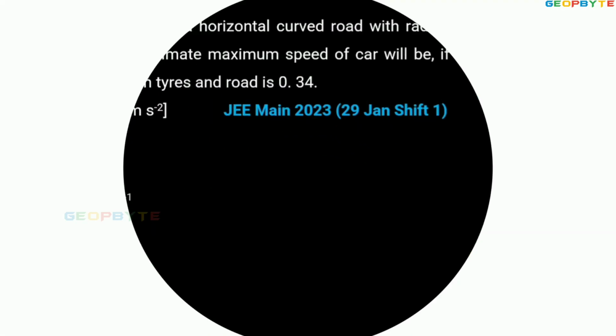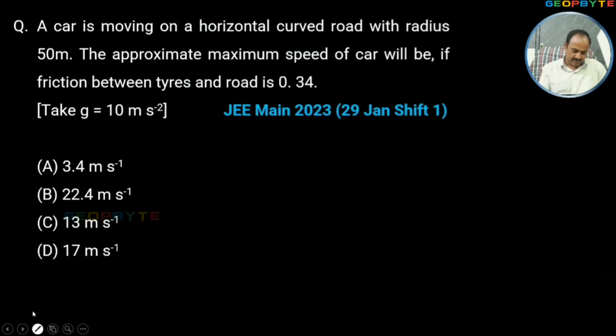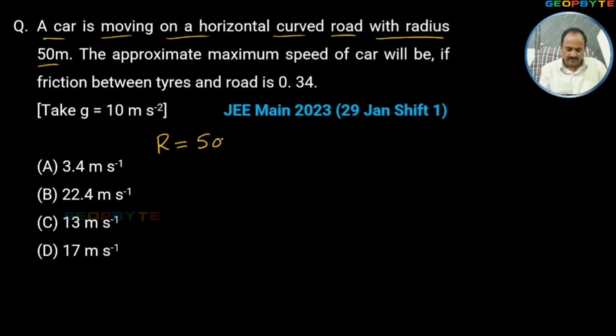Try to read it clearly. It is asking like this: a car is moving on a horizontal curved road. The radius of curvature of the curved road is 50 meters. The approximate maximum speed of the car will be, if the friction between the tires and road, that means the coefficient of friction, mu, is equal to 0.234.